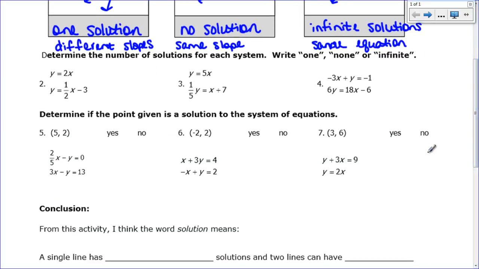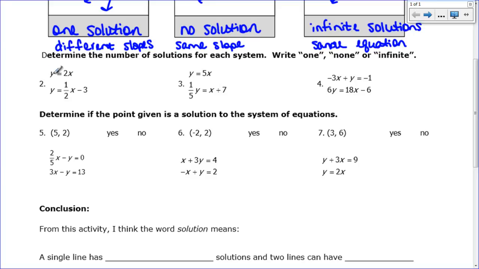So now let's talk about how to figure out how many solutions a system has. For the next three questions, all we're going to do is look at the slope of the lines. If I have different slopes, I'm going to have one solution. If I have the same slope, I should have no solution. And if I have the exact same equation, then I have infinite solutions.